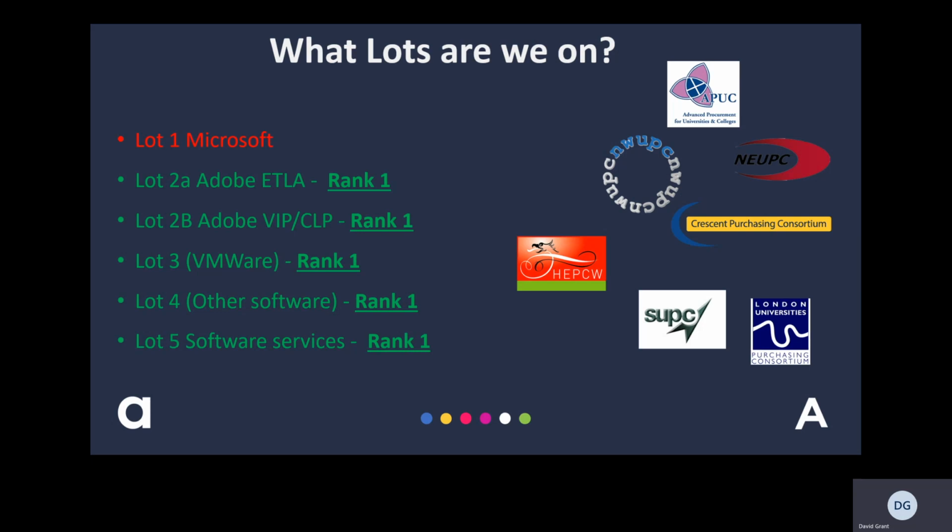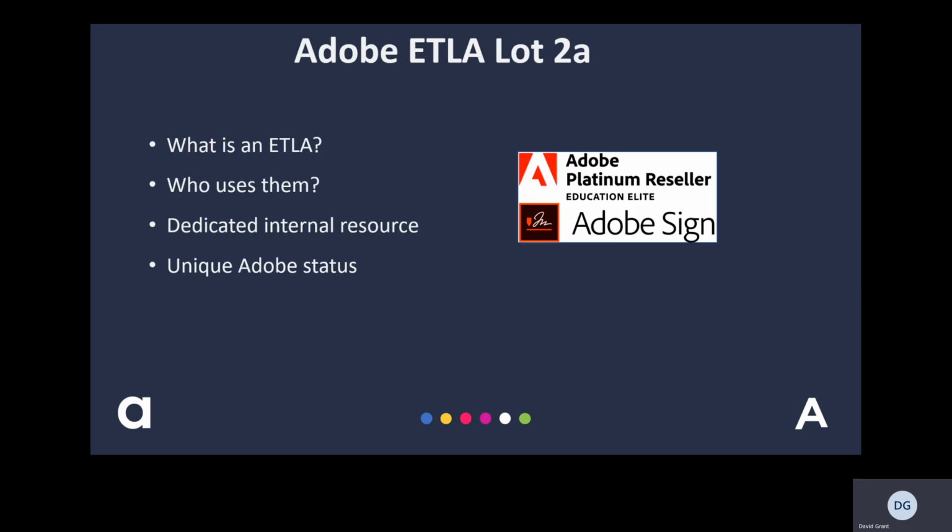Everything else, though, you'll notice is green, which means we have presence on both, Lot 2, which is split into A and B for Adobe, Lot 3 for VMware, Lot 4 for every other application, and Lot 5 for software services. In addition to being present on each of those lots, academia are also the first rank supplier. And as first rank, it entitles members to utilise the direct award option under the SLRA called off, again streamlining and easing the purchasing.